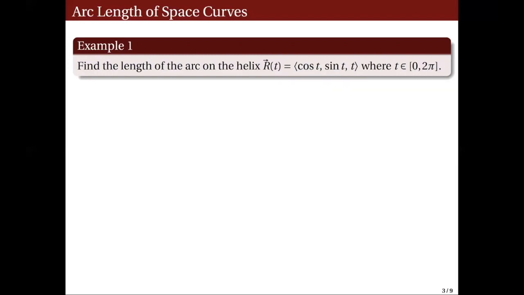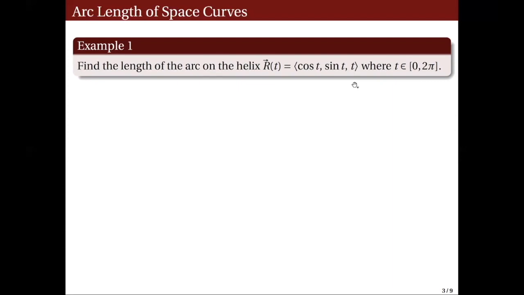The first condition clearly is satisfied. It is traced exactly once from t equals 0 to t equal to 2 pi. Why? Because the third component here of r of t is t. So there is a one-to-one correspondence between these values and the third component of this vector function.